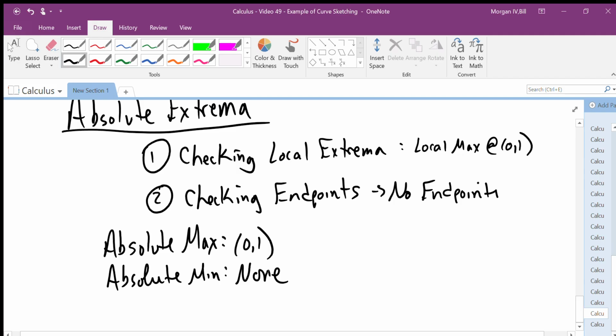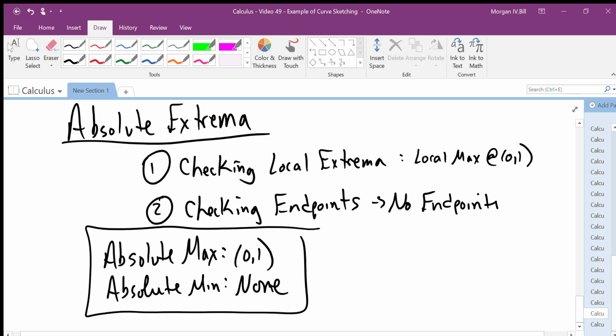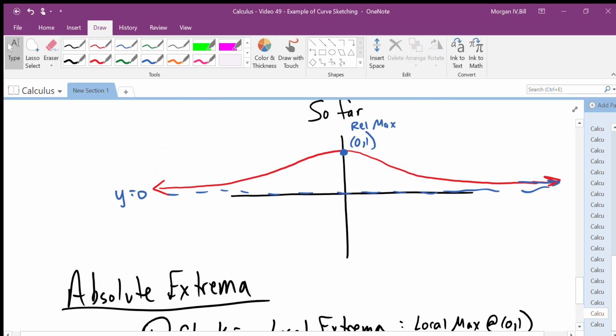And it might be weird to think we have no absolute minimum, but take a look at the graph that we drew. The curve is getting closer and closer to that horizontal asymptote at y equals 0, but it never actually reaches there. Therefore, no matter what point you pick, there's another point further down the line that's a little bit less than that, and then another point further down the line that's a little bit less than that. There's always a point that's a little bit lower than whatever point you pick. Therefore, you never actually reach a bottom. It never actually gets to 0. It can just get as close as we want.